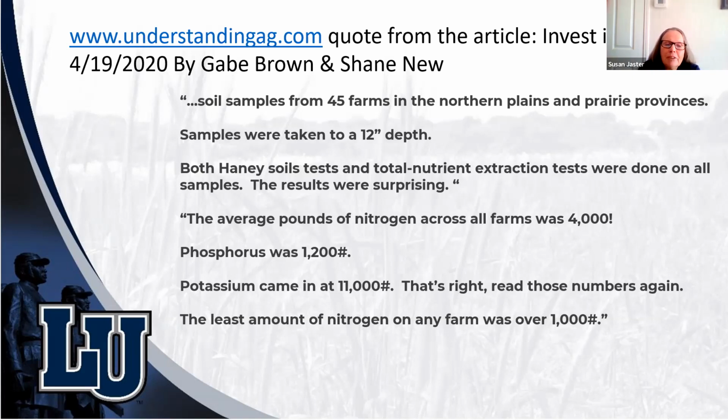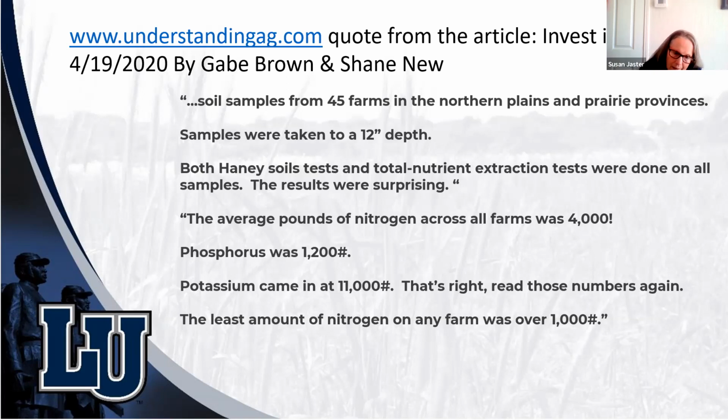And if you're reading the screen there, it looks pretty unbelievable, but the average pounds of nitrogen across all those farms, the average was 4,000 pounds of nitrogen. And then they looked at phosphorus, that was at 1,200 pounds. Potassium came in at 11,000 pounds. That's a lot. And the least amount of nitrogen on any of the farms, now remember the 4,000 was an average, the least amount they found was 1,000 pounds per acre.